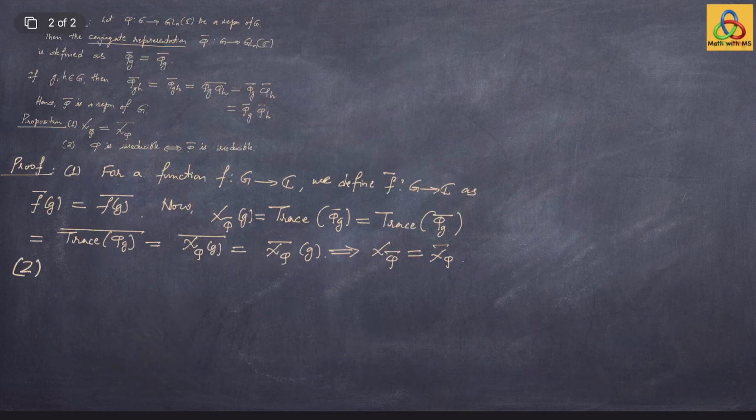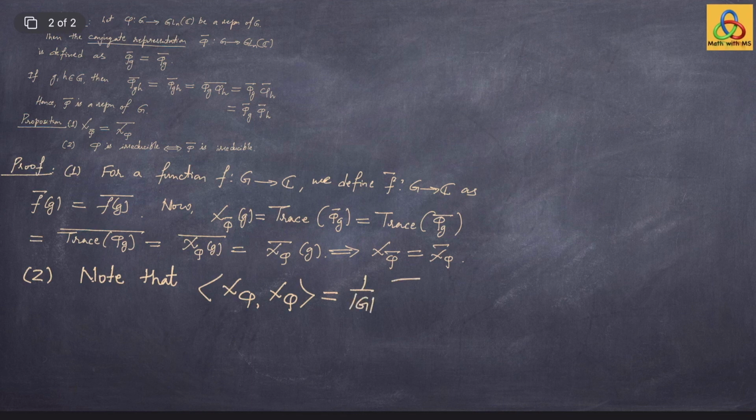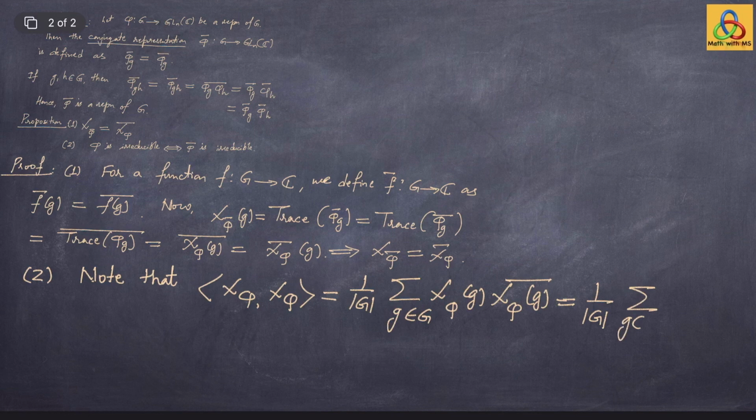For the second part, we use the irreducibility criterion, and it is just enough to show a one-way implication. Note that the inner product of chi phi with itself, by definition, is the same as 1 by the order of the group G, summation over g in the group G of chi phi of g into chi phi of g bar. Complex multiplication is commutative, so I can just write it as 1 by the order of the group G, summation over g in the group G of chi phi of g bar into chi phi of g.